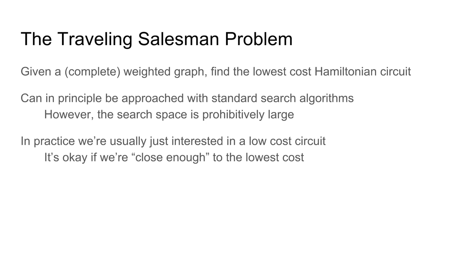The traveling salesman problem is to find the lowest cost circuit visiting every node in a weighted graph. In principle, standard search algorithms such as A* can be used, but the size of the search space makes this impractical. In fact, the traveling salesman problem is NP-complete, which means there is likely no efficient way to compute an exact solution. In practice, though, we usually don't care about having the best solution. We just want a good approximation, and with that relaxation, there are a number of efficient algorithms, including ant systems.